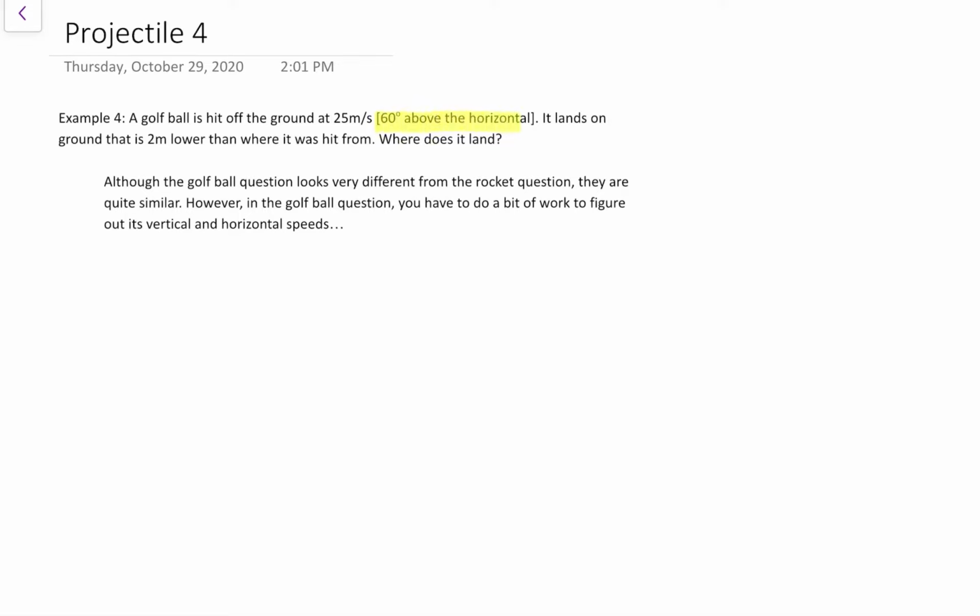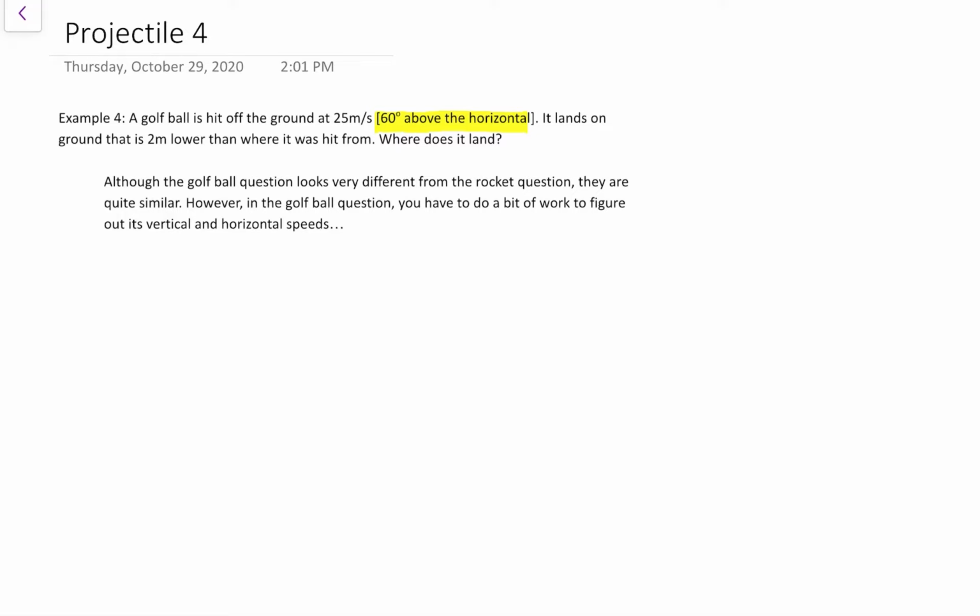We've got something thrown 60 degrees above the horizontal. If you did projectile 3, the rocket going upward, throwing a ball sideways, that got us through, but it's not really how things would be worded. It'd be more worded like this: something's launched on a funny angle.